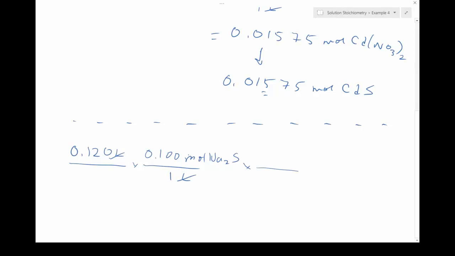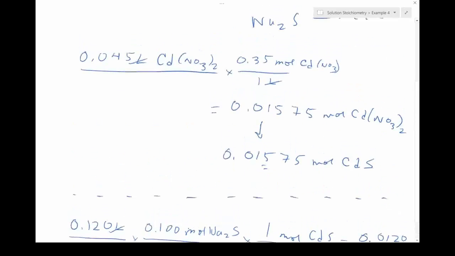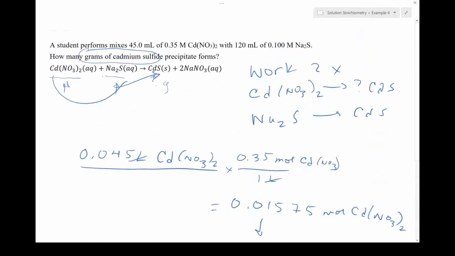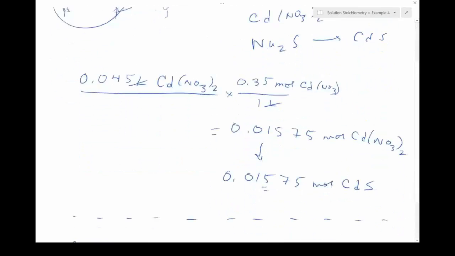And then we can look up at the equation and see that 1 mole of sodium sulfide gives us 1 mole of cadmium sulfide. And we can see that we can create 0.0120 moles of cadmium sulfide. And again, I think we have just 2 sig figs here, if I recall. Yes, 2 sig figs in the volume.